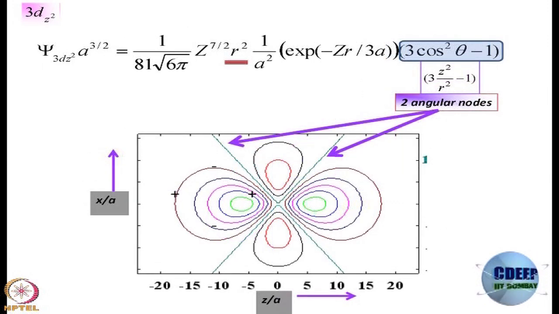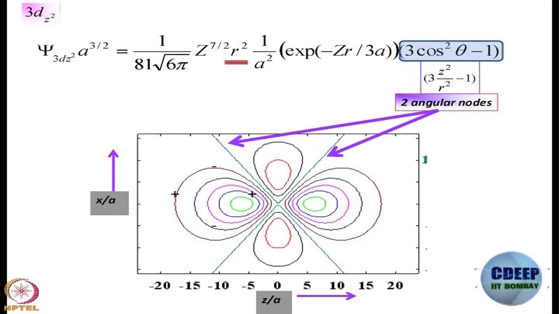Z square is the one I like most, right. In Z square what you have is 3 cos square theta minus 1, and you can say right away that it is 3 z square by r square minus 1. Okay. That is why you call it 3d z square.